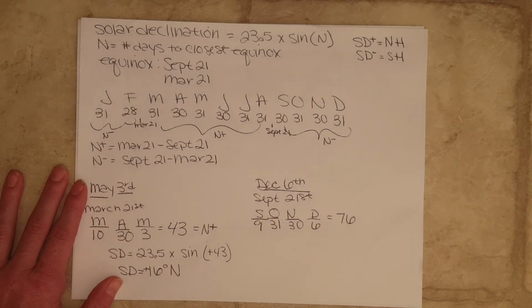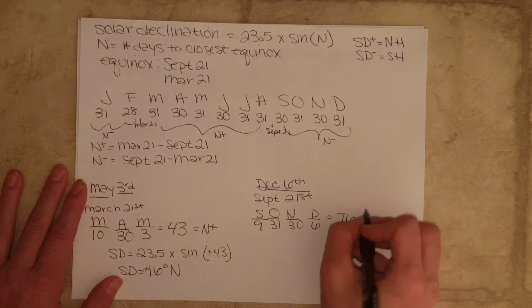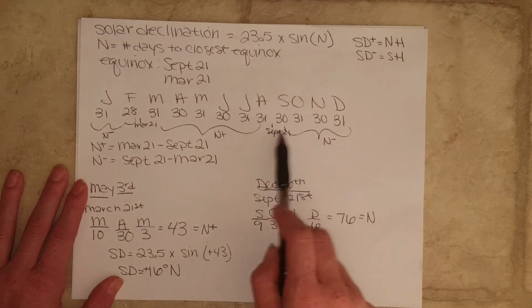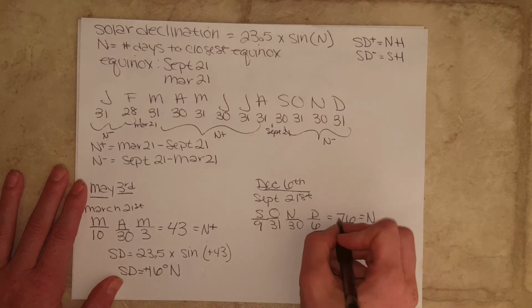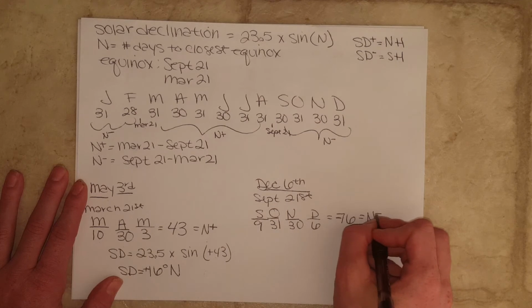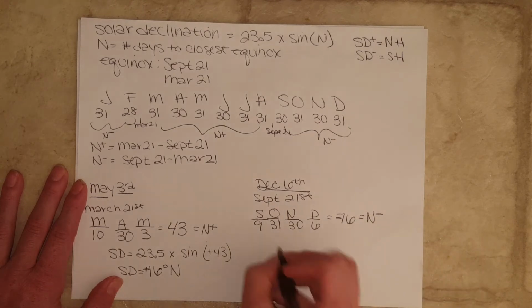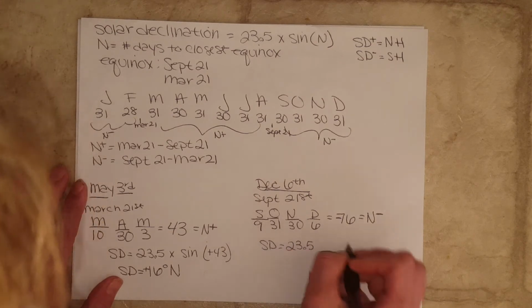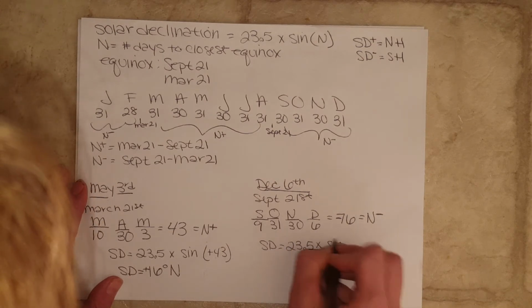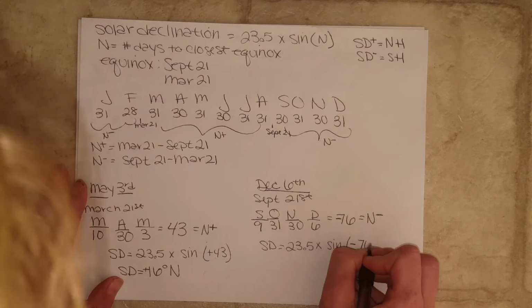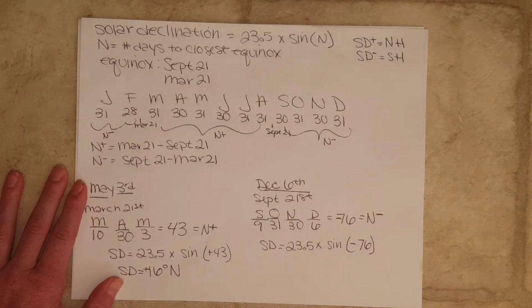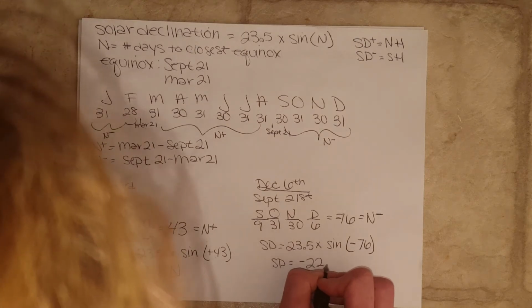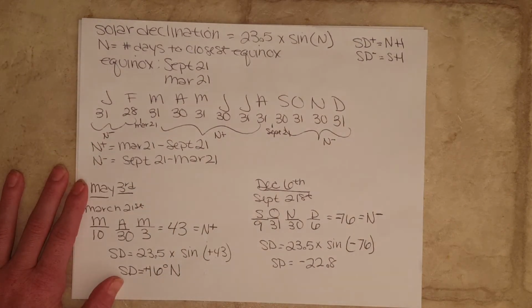Okay, now again, we need to go back. Is our n going to be positive or negative? Well, December 6th falls between September and March, so we know it's going to be negative. So now this time in our equation, we're going to have SD equals 23.5 times the sine of negative 76. When we do that math, we're going to be left with roughly 22.8 with a negative value.